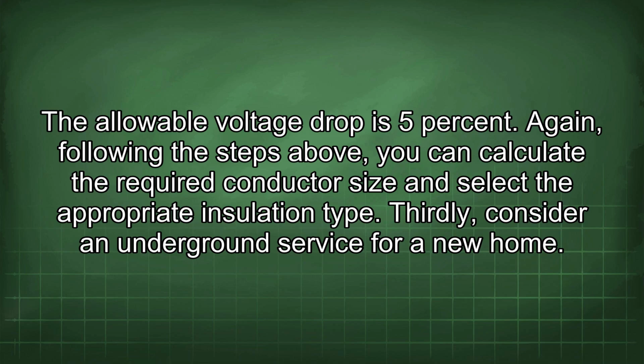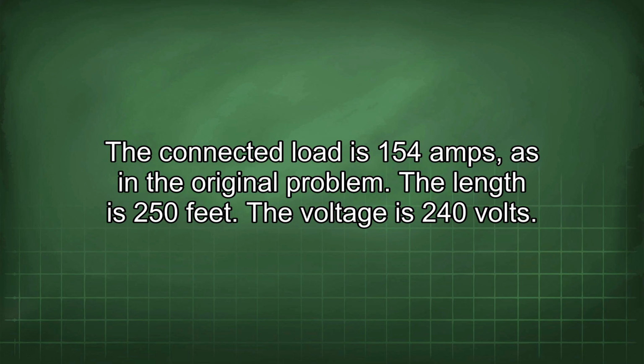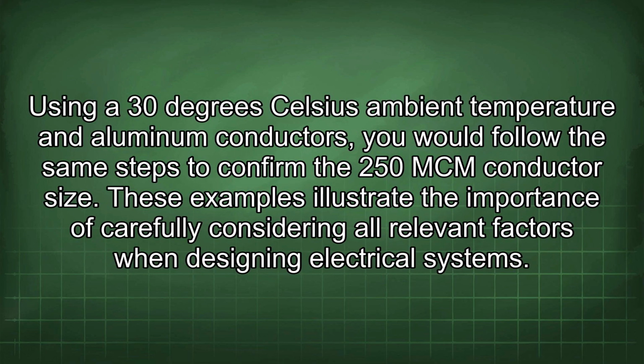Thirdly, consider an underground service for a new home. The connected load is 154 amps, as in the original problem. The length is 250 feet. The voltage is 240 volts. Using a 30 degrees Celsius ambient temperature in aluminum conductors, you would follow the same steps to confirm the 250 mcm conductor size. These examples illustrate the importance of carefully considering all relevant factors when designing electrical systems.